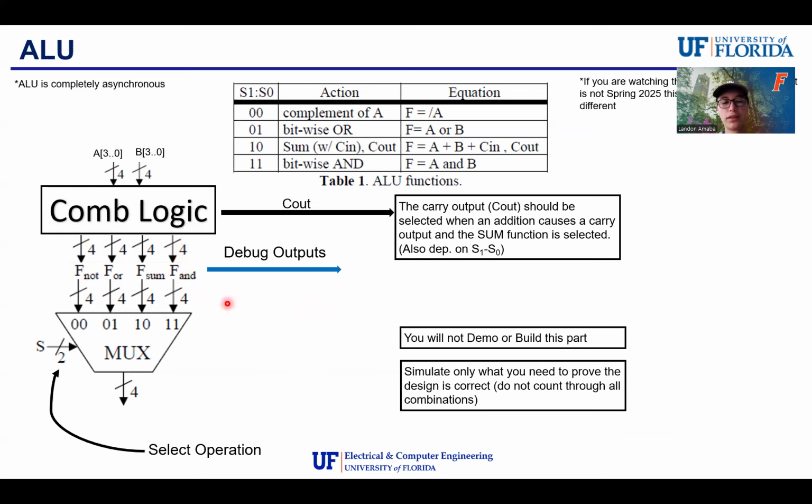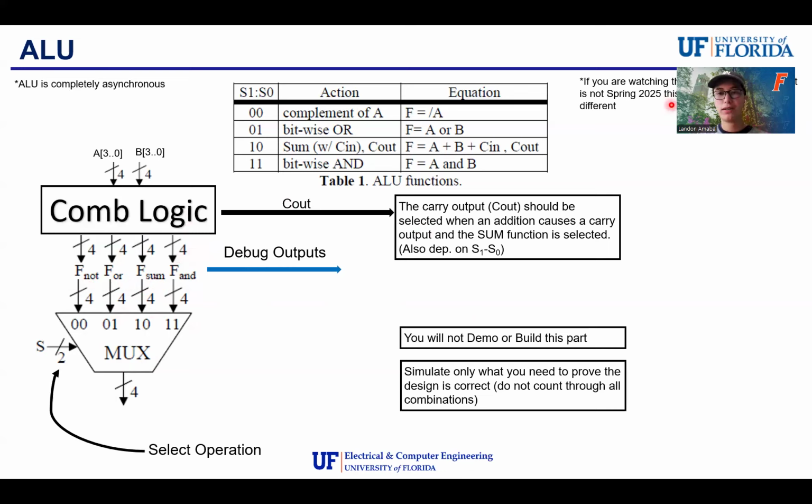Lastly, you can do something using like debug outputs. So while the actual output of our block diagram is what we truly care about, having F not, F or, F sum, and F and outputting for our block diagram is also useful in case we have any bugs. So typically this allows us to narrow down a certain operation. So keep that in mind when you're designing your system.